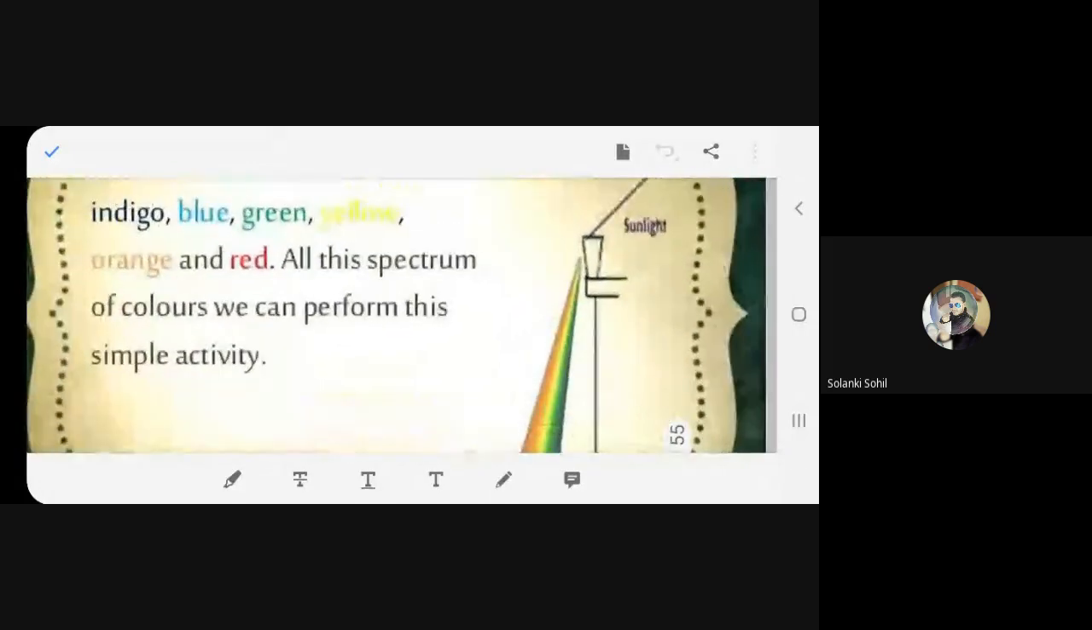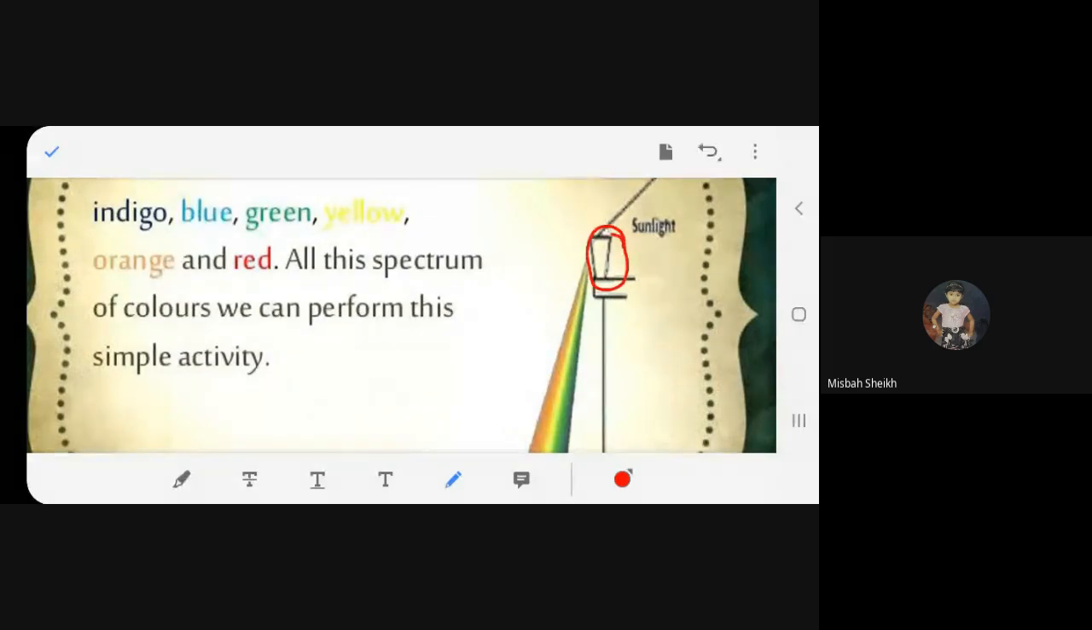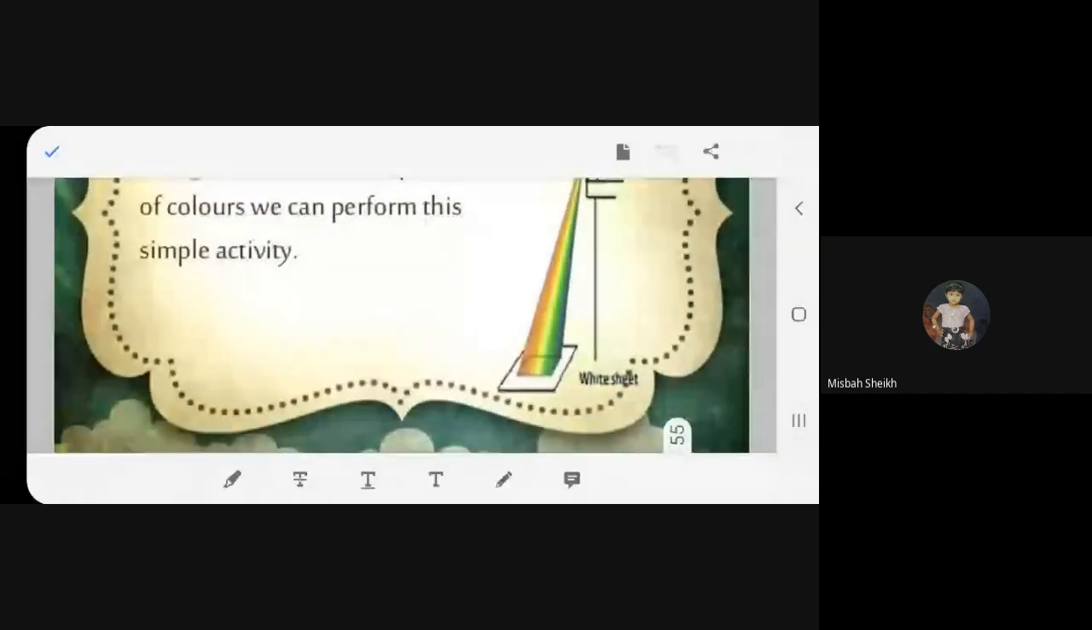What we'll do, we'll put a glass of water. Can you see this over here? Can you see this glass, beta? The sun rays are coming onto the glass, and from the glass, it is getting refracted and dispersed. And then it falls down on a sheet of white paper. Can you see this? On a sheet of white paper.